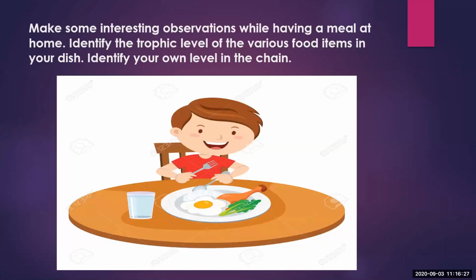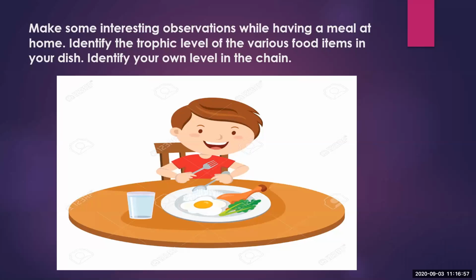Now you can see in this picture the boy is eating a meal. Now make some interesting observations while having a meal at home. While eating the meal, you can observe which trophic level you are present at. Identify the trophic level of the various food items in your dish. Identify your own level in the chain. Now you can see what this boy is eating. He is eating rice, salad, and also meat.